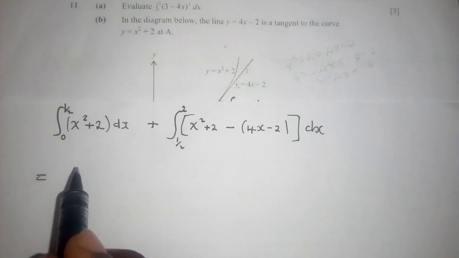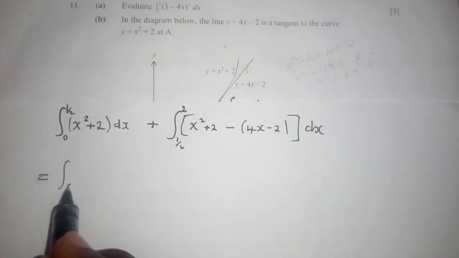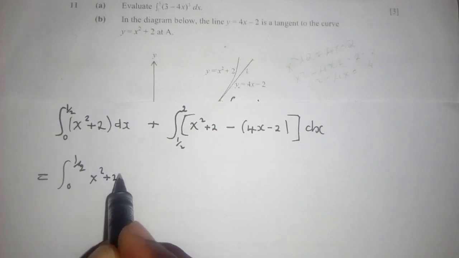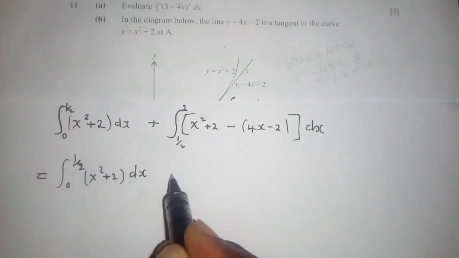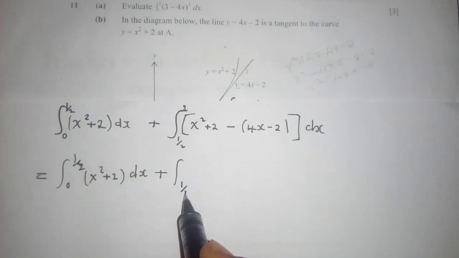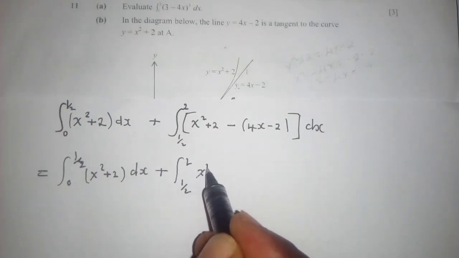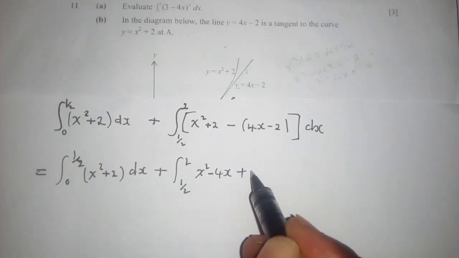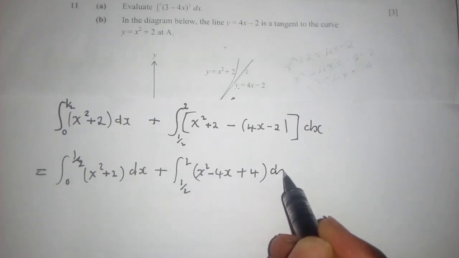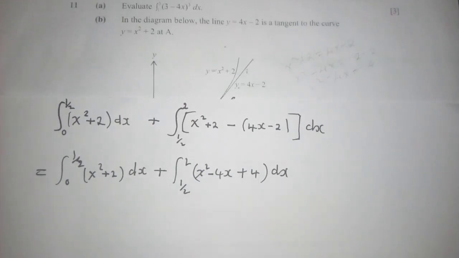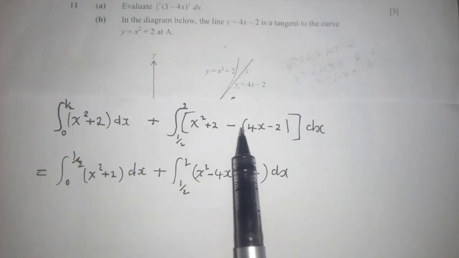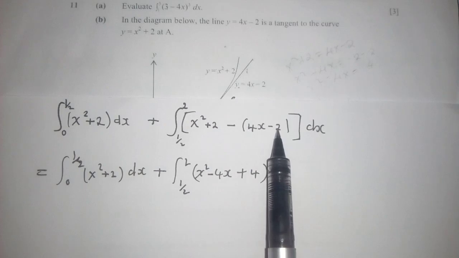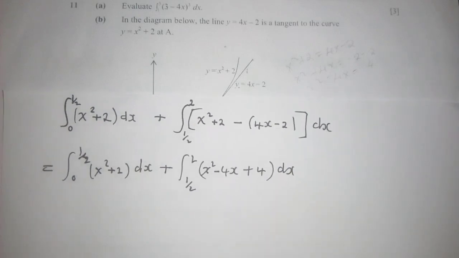Actually, before you integrate, you can clean up. So you have something like this. This will be like this, plus 4 dx. This is coming from here. You clean up. When you distribute, this will be negative 4x, and this negative and negative will be positive. So 2 plus 2, it will be 4. So this is how it will look.